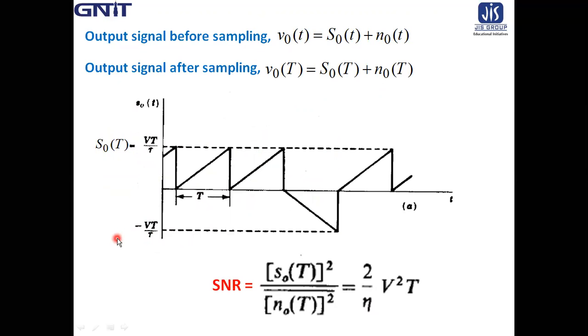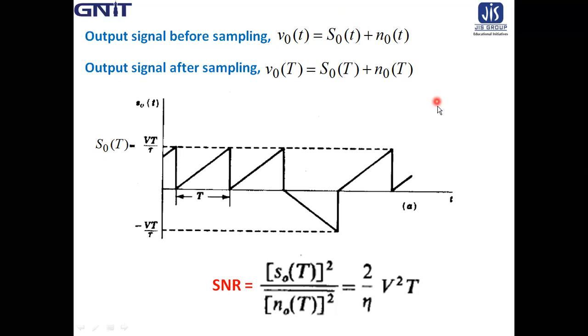Now at the end of each bit interval, the switch SW1 closes momentarily to discharge the capacitor so that s0(t) drops to 0. The sampling switch SW2 closes briefly just before the closing of switch SW1 and hence reads the voltage, that is v0(T) equal to s0(T) plus n0(T).